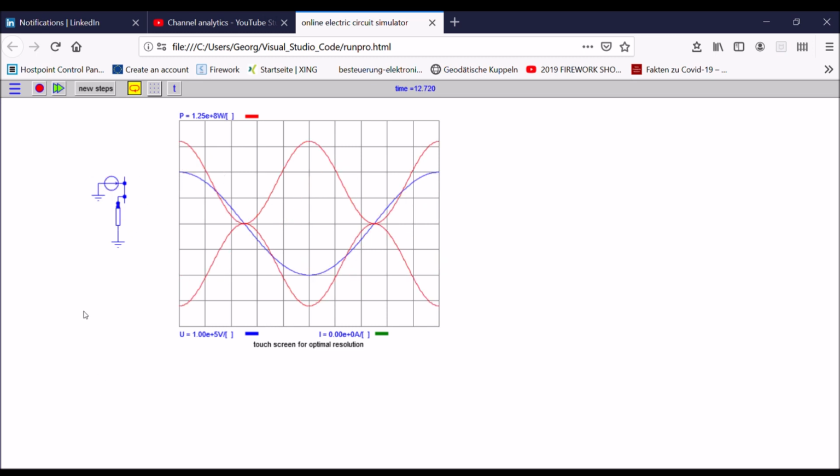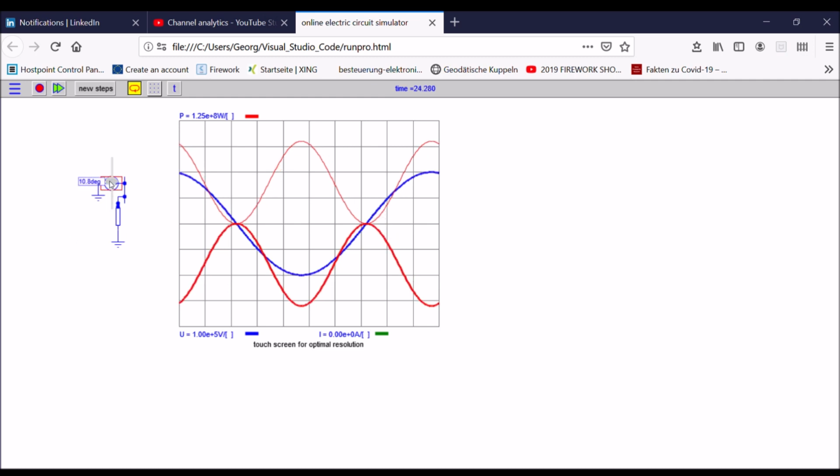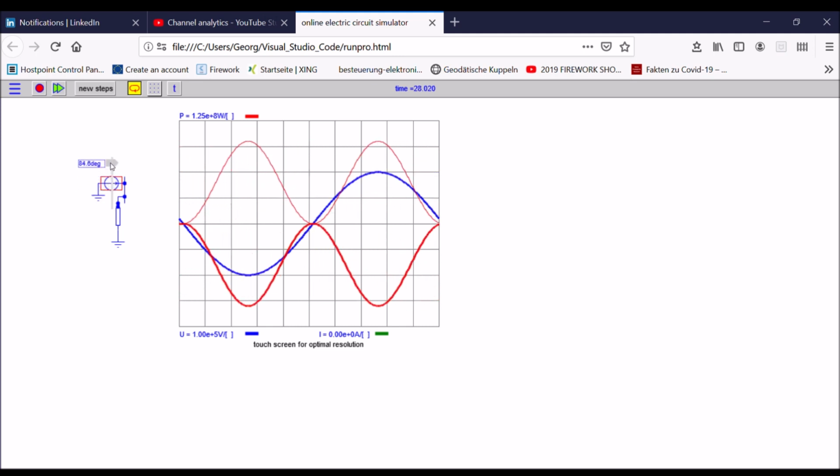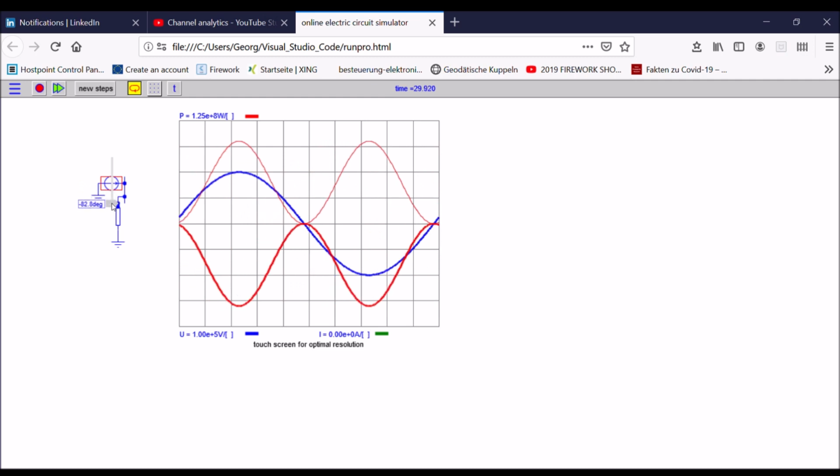A very important feature for power flow calculation is that I can vary the phase angle of this power source. As long as I'm very simple, like here, it doesn't influence anything, but just for demonstration purpose you can see that I can vary my phase angle between plus and minus 90 degrees.